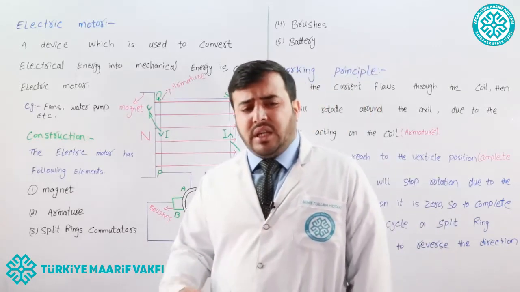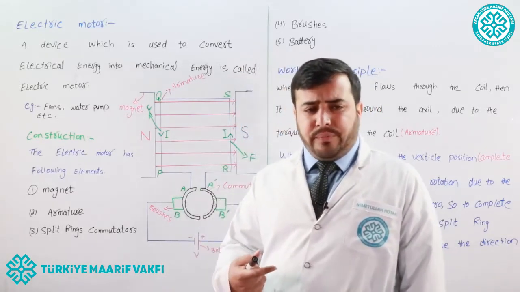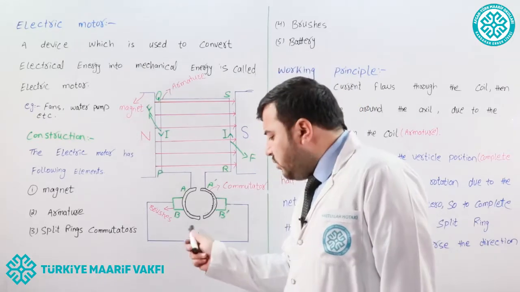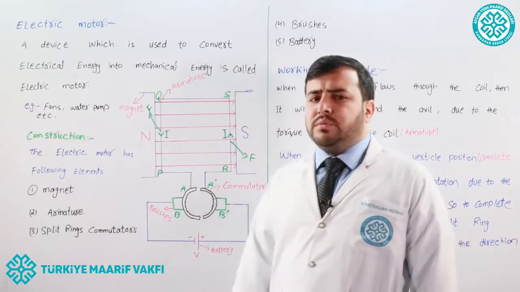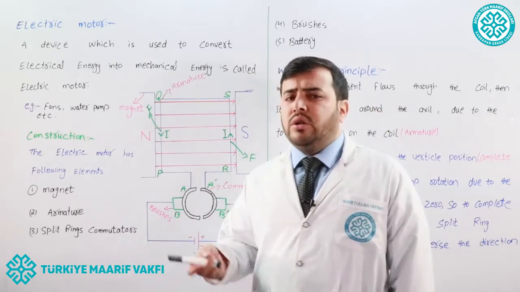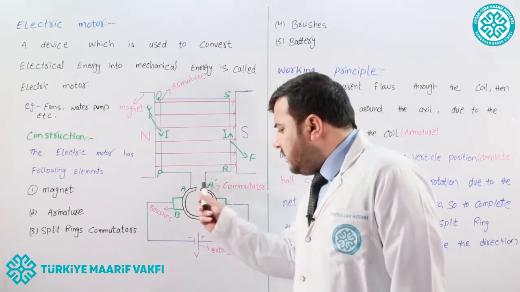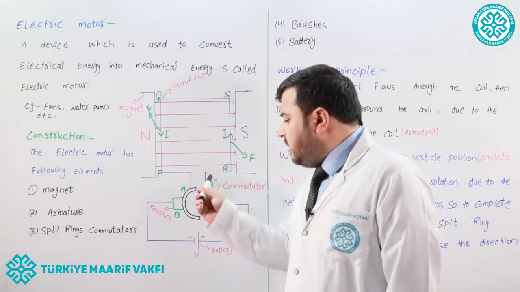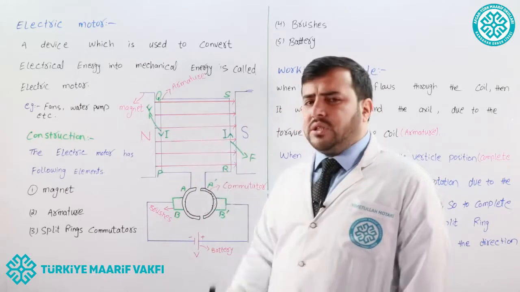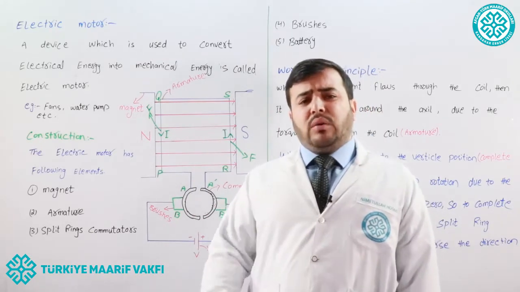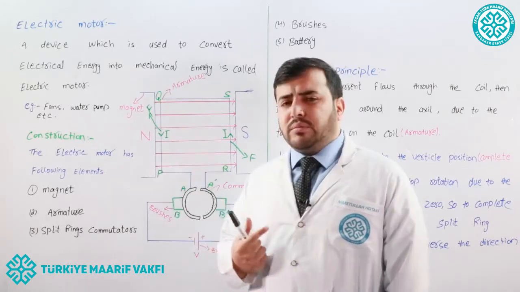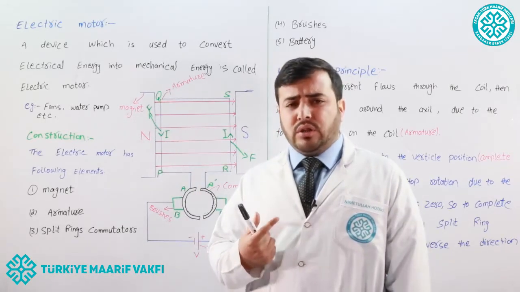Now the next and the last part of the construction elements is the source or battery, which provides current to flow through the commutators, then through this armature. So these were the first two parts of our topic.